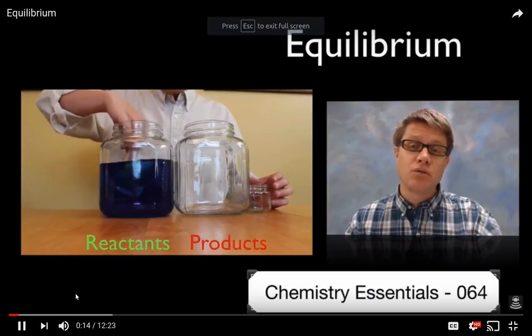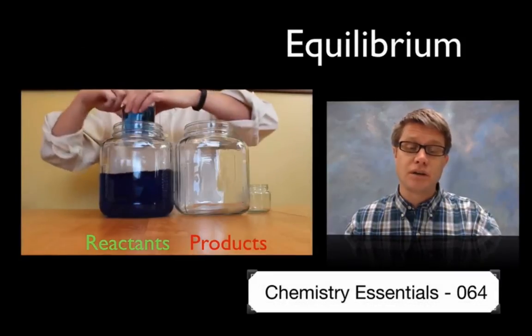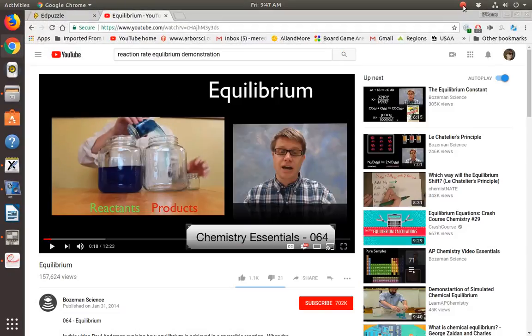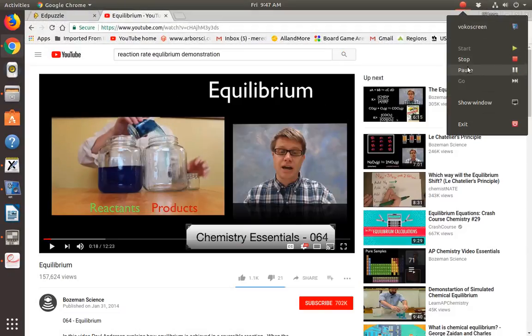What I'm doing is moving water from one jar to another, and so these will represent reactants. And I just realized something. Okay. No. I don't think I have the sound set right, but we're going to watch this anyway and then see what happens.